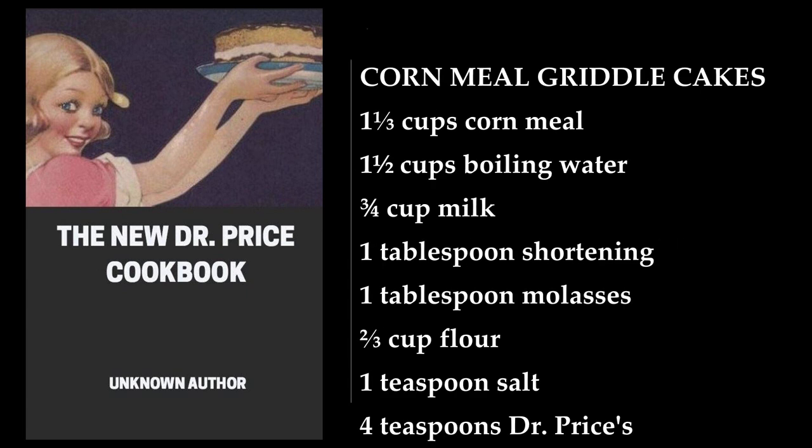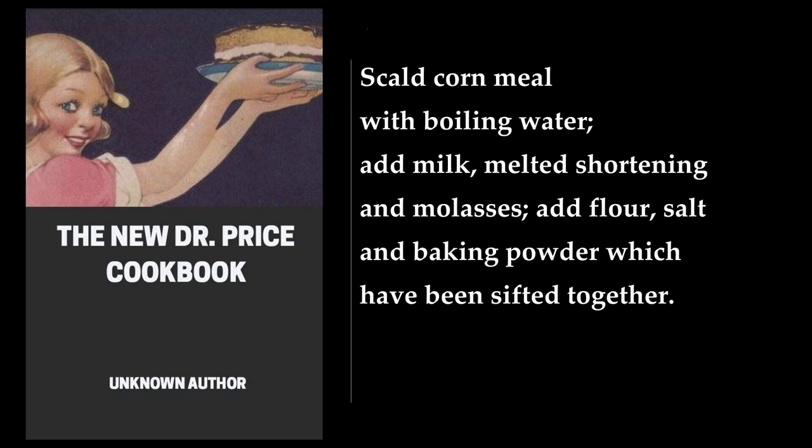Cornmeal griddle cakes. 1 1/3 cups cornmeal. 1 1/2 cups boiling water. 3/4 cup milk. 1 tablespoon shortening. 1 tablespoon molasses. 2/3 cup flour. 1 teaspoon salt. 4 teaspoons dry baking powder. Scald cornmeal with boiling water. Add milk, melted shortening and molasses, add flour, salt and baking powder which have been sifted together.